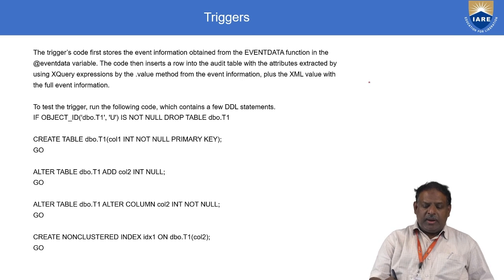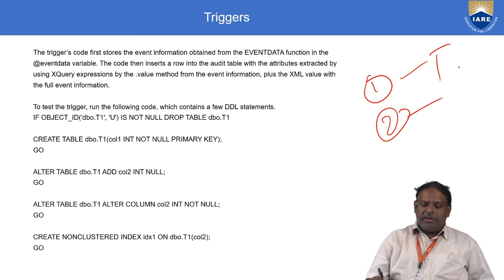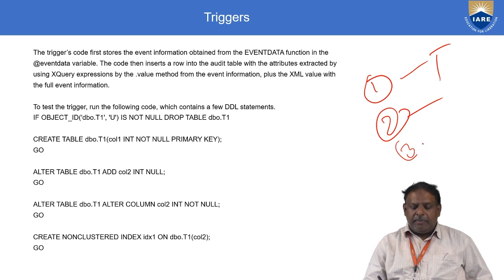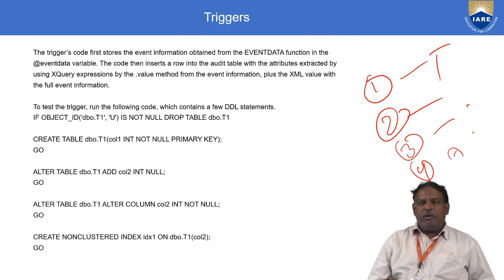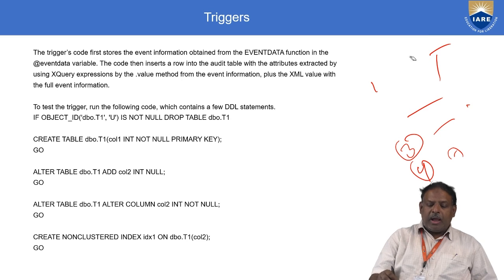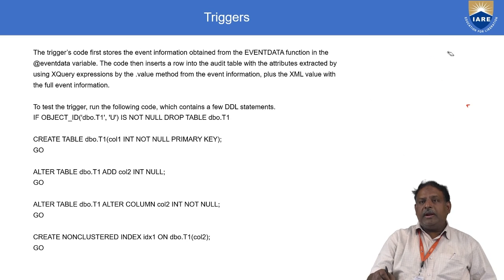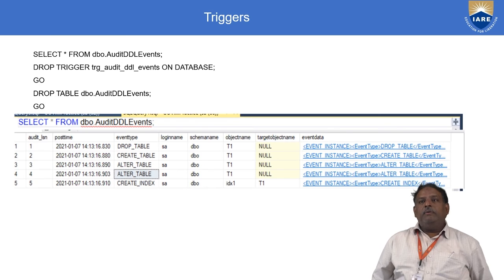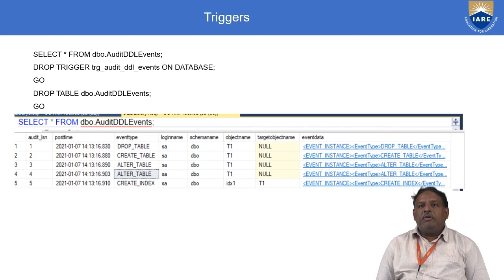First operation is to create an empty table called T1. Then add a column which is null. The third time I am making the column not null. And the fourth is to create a non-clustered index on column 2. I'm performing these 4 operations on a database XYZ. Okay. Now you run your audit. You see what is happening in the audit table.